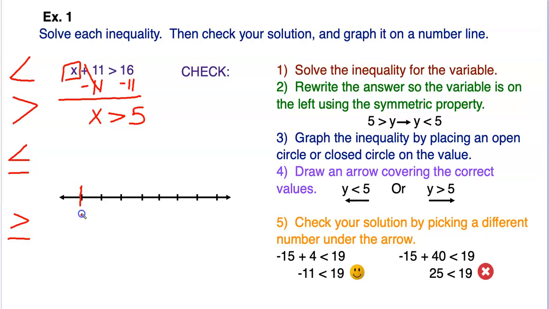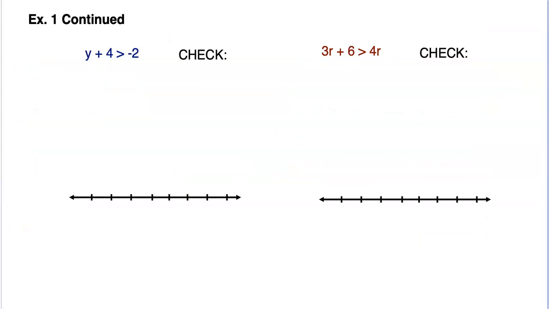So I'm going to put a 0 here. I'm going to go over 1, 2, 3, 4, 5, and I'm going to put a circle at 5. I'm not going to fill it in this time because I don't want to include 5 because it doesn't have the equal sign underneath. So anything greater than 5 would cover anything in this category. So our arrow is going to go to the right and our circle is not going to be filled in.